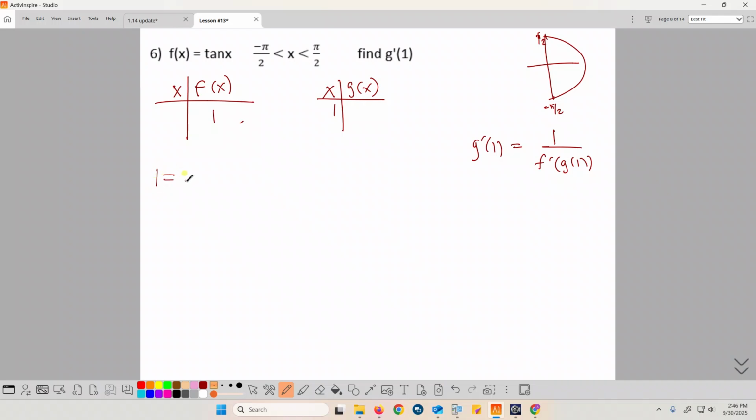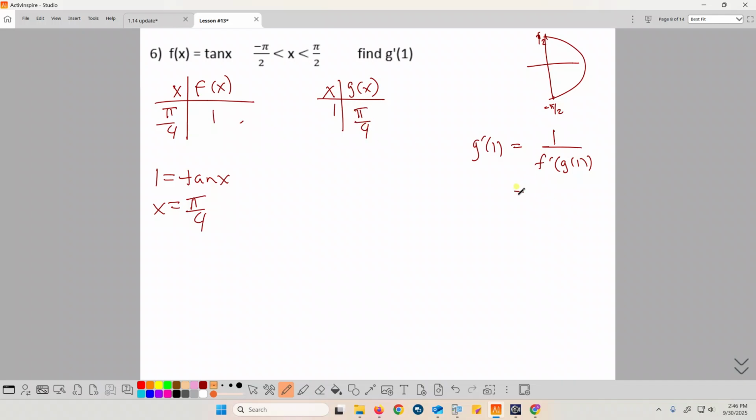Okay, so I need to find when is this function equal to 1, right? So this is going to be 1 equals tangent of x. And if you recall, tangent equals 1 at pi over 4 on these values right here, okay? So this is going to be x equals pi over 4, all right? Okay, so now that we know that x is pi over 4, we can fill that in, right? That's pi over 4 here.